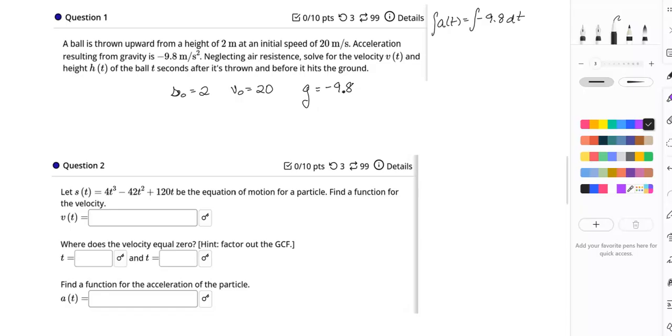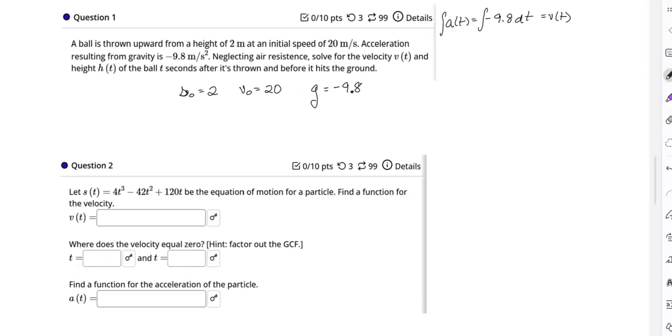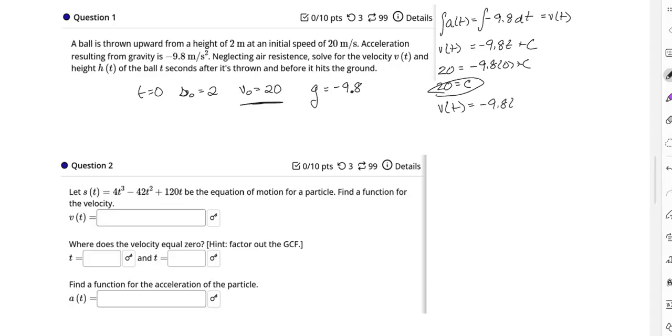If I integrate acceleration, I'm going to get the velocity equation. So that's going to give me negative 9.8t plus some kind of constant. So there's my velocity. We know that the initial velocity was 20, and that's at time 0. So 20 is equal to my constant. So my velocity equation is equal to negative 9.8t plus 20.